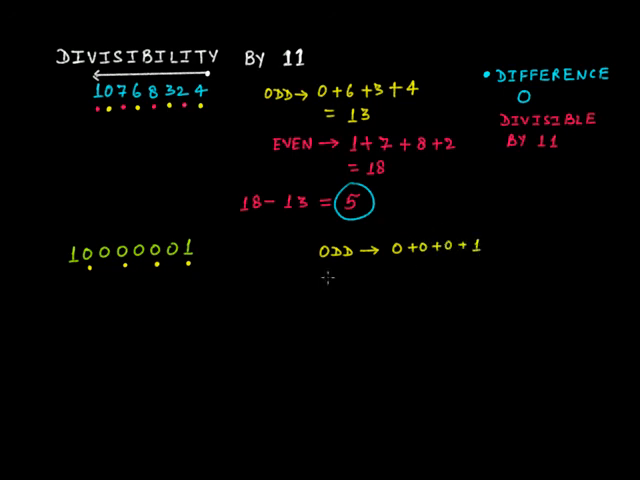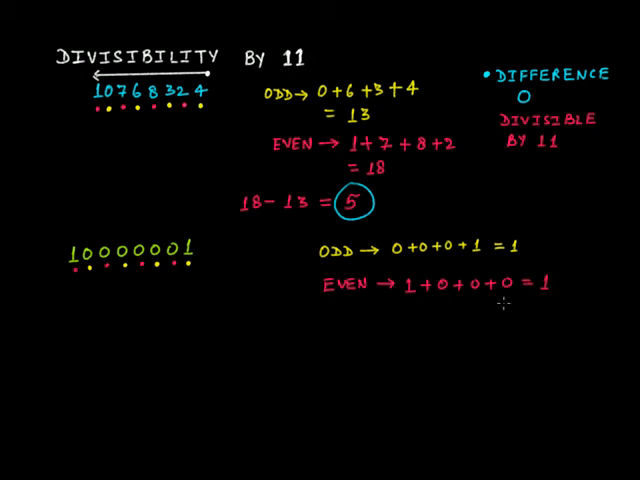Now take the even positions. Your number is 1, so you get the sum as 1. Now for even positions, you have the second position, the 4th, the 6th and the 8th. Again you have 1 plus 0 plus 0 plus 0, and again you will get 1.